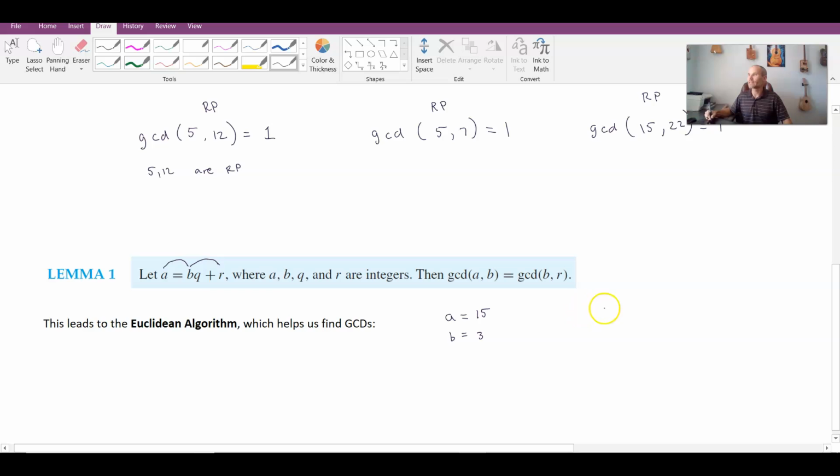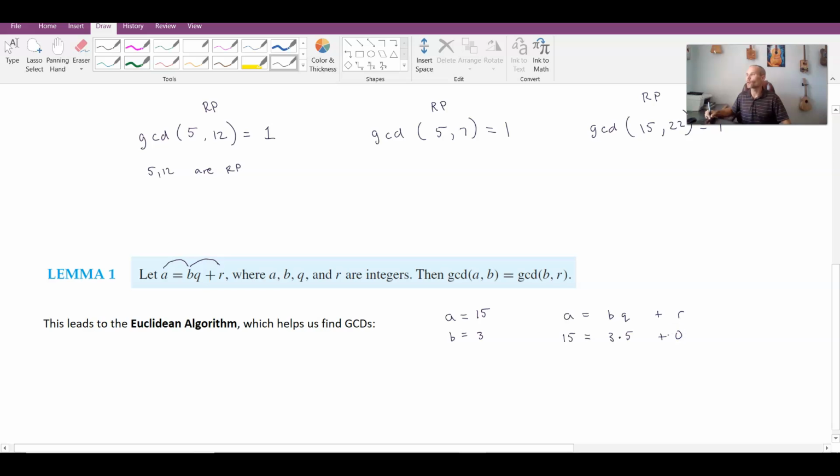Okay, so if I write this expression, A equals B times Q plus R, now typically we think about Q and R as the quotient and the remainder. So what I'm really asking for here is 15 can be expressed as how many multiples of 3? Well, 3 goes into 15 exactly 5 times and leaves a remainder of 0.